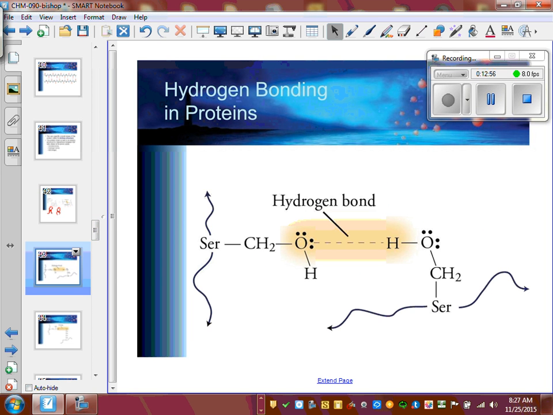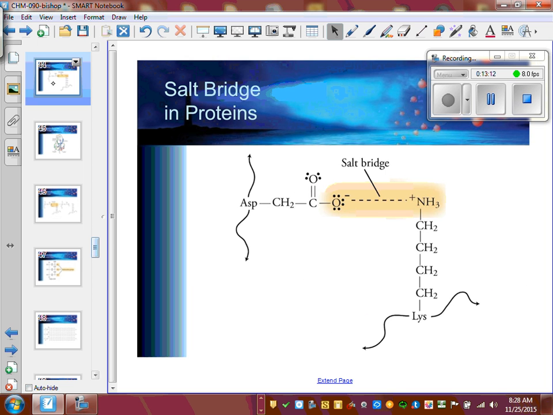Hydrogen bonds, so those are weak bonds. And salt bridges. Some of the R groups could have a salt bridge that holds them together.